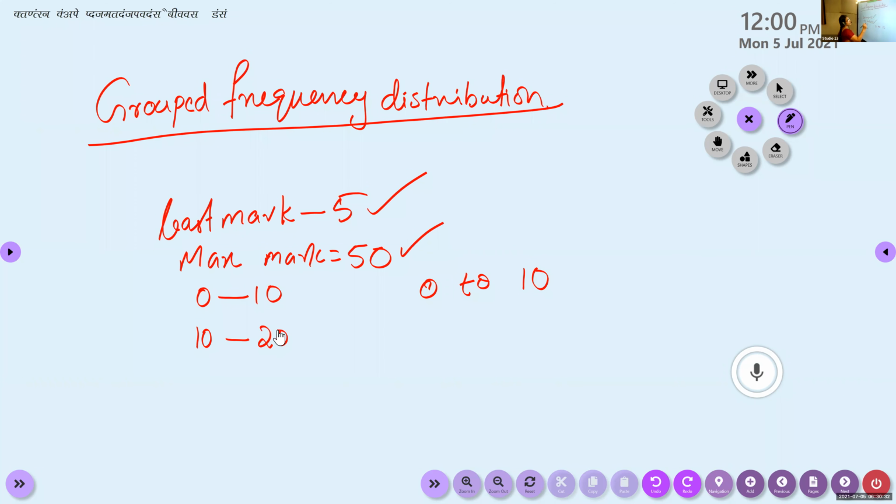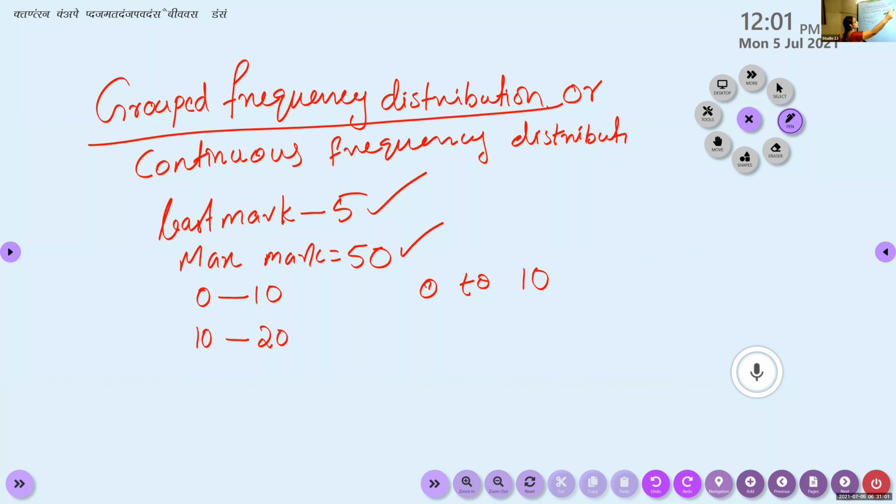Grouped frequency distribution can also be called continuous frequency distribution. Yesterday we wrote two types of frequency distribution: discrete and grouped frequency distribution, or continuous frequency distribution. Both ways we can say.